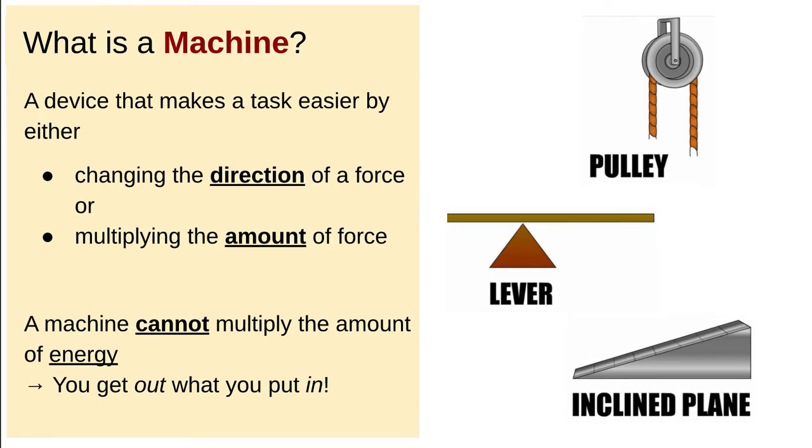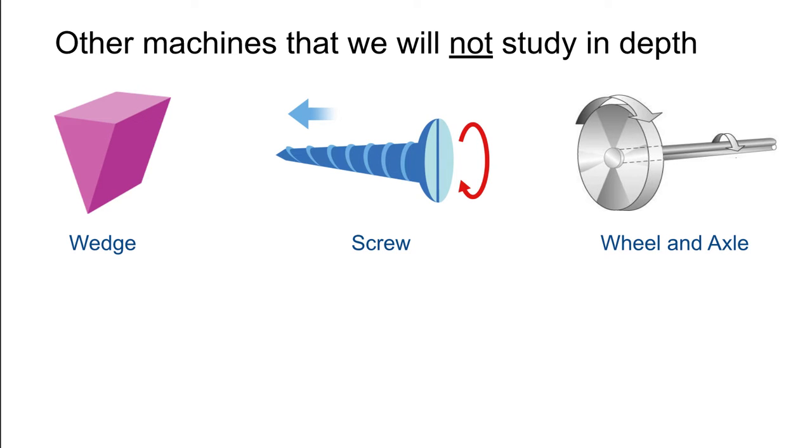Let me go back here just a second. So these three things right here, these are our main machines that we will talk about in this class: the pulley, the lever, and the incline plane. This video will talk through all of those. But three other machines that are sort of grouped within this category of simple machines are a wedge, a screw, and a wheel and axle. Wanted to make sure that if you've heard those before, you know we're not completely ignoring them, but they're a little bit more complex to do the mathematics of, and so we're going to focus on those other three.